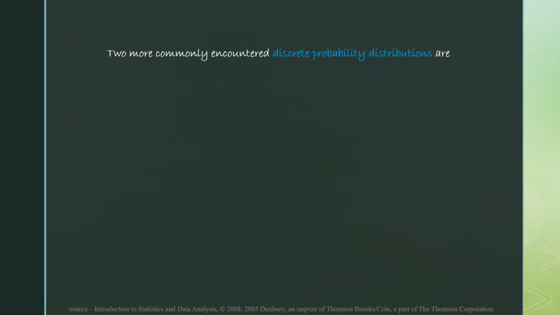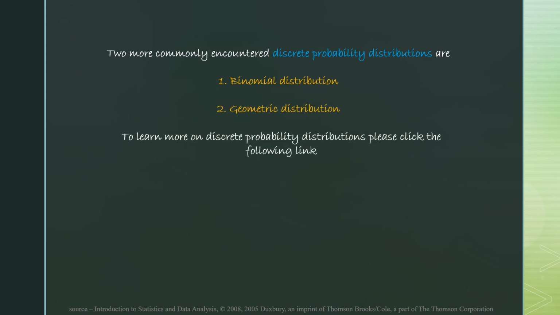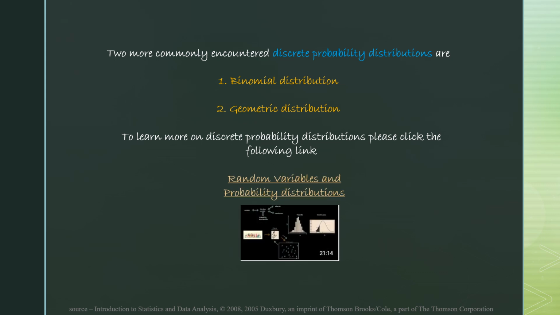Two more commonly encountered discrete probability distributions are one binomial distribution and the other geometric distribution. To learn more on discrete probability distributions, please click the following link.